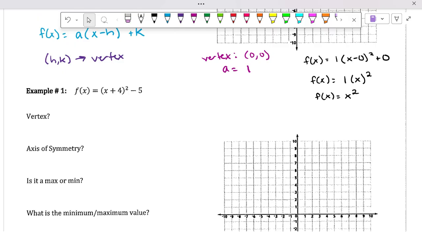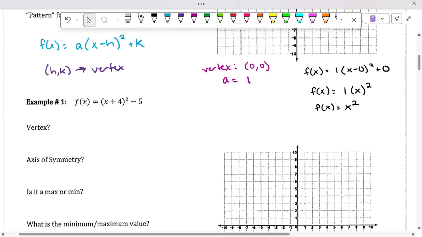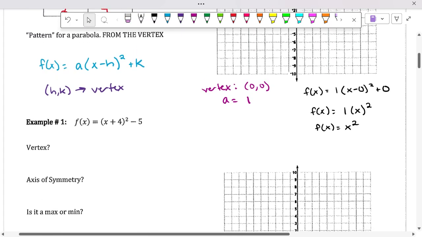Is it positive 4, negative 5? You sure? Look at my formula again. What's automatically in the formula for my H value? It's negative. So if it turns up positive, what number do you think it is? Negative 4. So guys, this is what you have to be careful with.